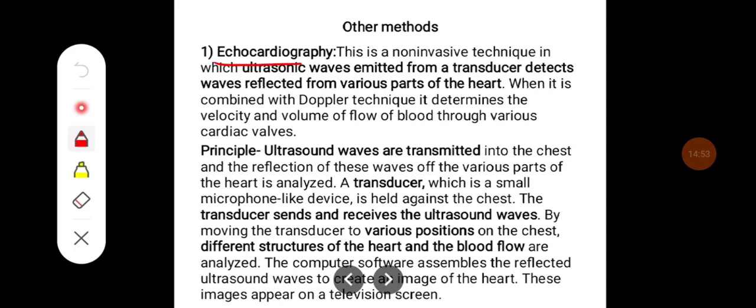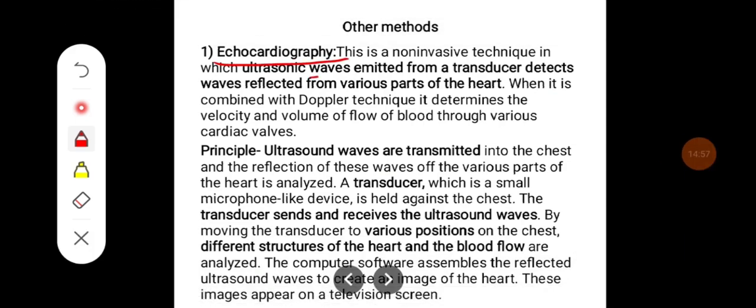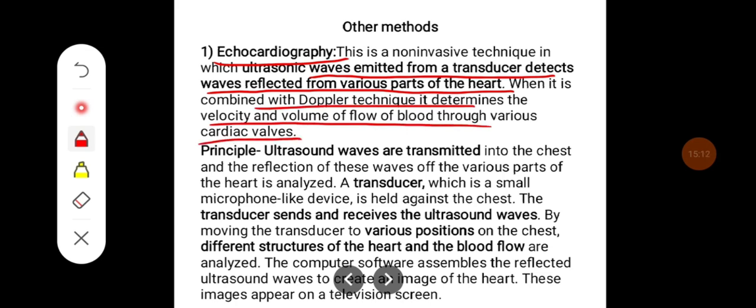Other methods, like echocardiography. This is a non-invasive technique in which the ultrasonic waves emitted from the transducer detect waves reflected from various parts of the heart. When it is combined with the Doppler technique, it determines the velocity and volume of the flow of blood through various cardiac valves. The principle is ultrasound waves are transmitted to the chest, and the reflection of these waves off the various parts of the heart is analyzed.